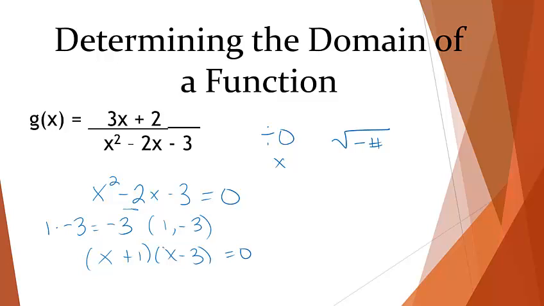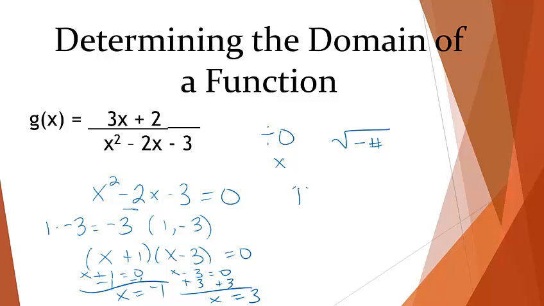So I set both of these equal to 0 so I can figure out when x would be equal to 0 and rule those out for my domain values. I solve this one by subtracting 1 from both sides, and I see that x equals negative 1. I solve this one by adding 3 to both sides, and I can see that x equals 3. So this is when I'm not allowed to have these kind of domain values.